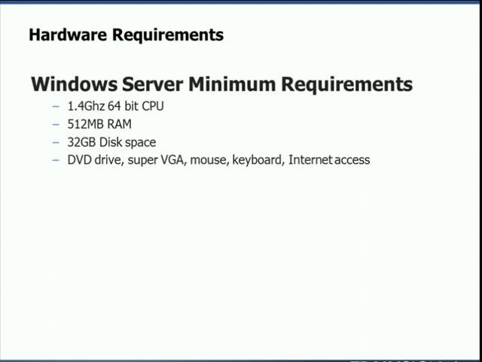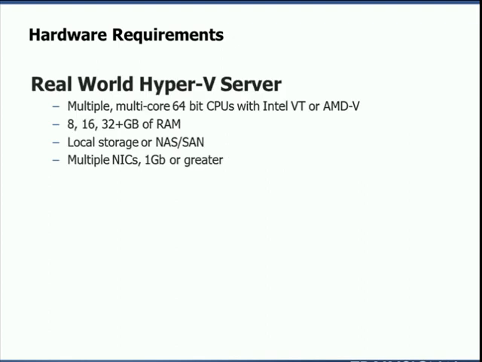Of course, we all know in the real world, no one's going to be installing Windows Server 2012, whether or not you're using Hyper-V, on a server with so little capacity and resources. A real-world Hyper-V server is going to have multiple multi-core 64-bit CPUs with the Intel VT or AMD virtualization technologies built in. You'll have 8, 16, or 32 gigabytes of RAM, even more perhaps, installed on that real-world Hyper-V server.